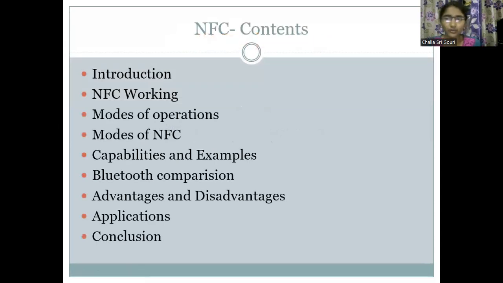So in today's video, let's understand what this NFC communication is all about, how it works, what the various modes of operation are, what the modes of NFC are, and what its capabilities are. Then let us compare this NFC technology with the existing Bluetooth technology. Then let's understand the advantages, disadvantages, and applications of this particular technology. And then let's conclude today's video.